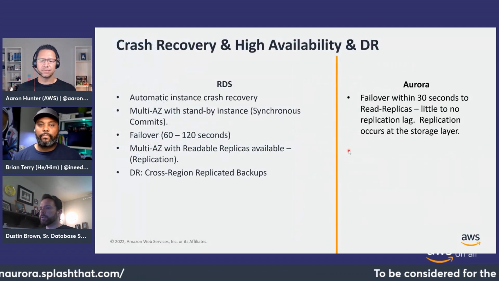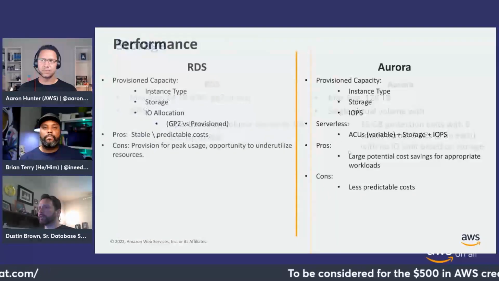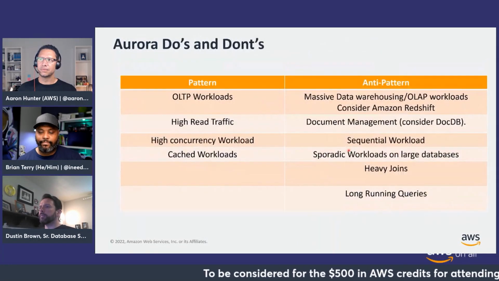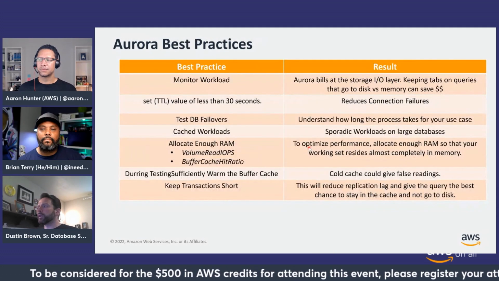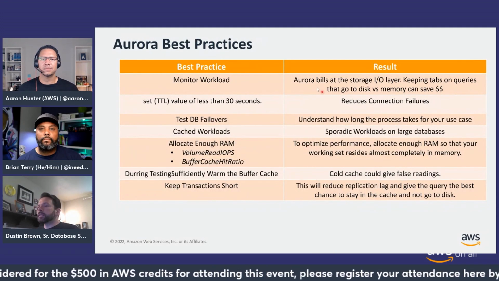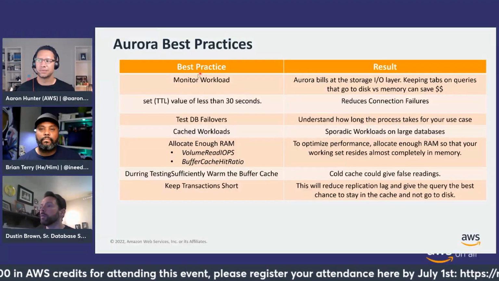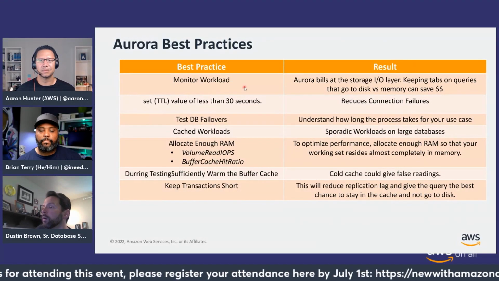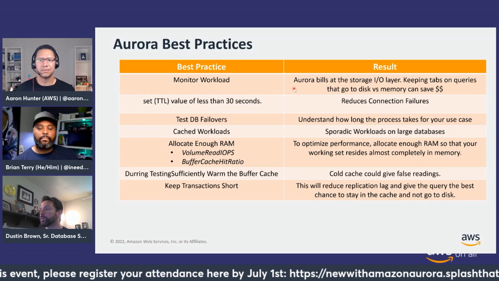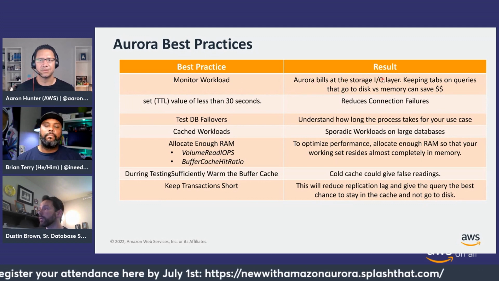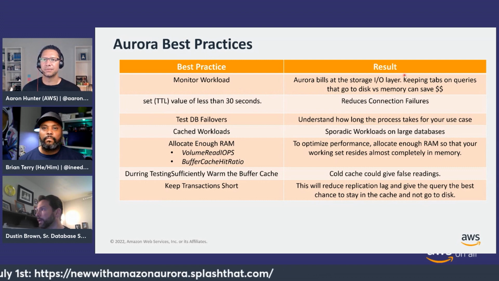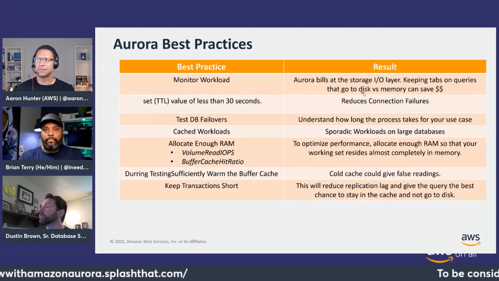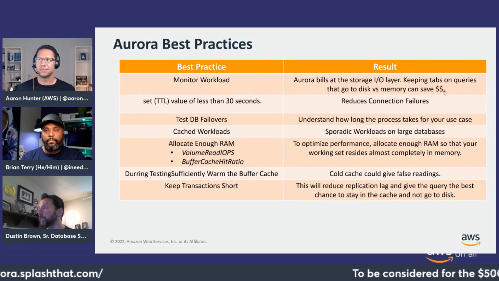I'm just going to skip to this part because I know we're getting short on time. These are the two slides that are pretty important. I'm going to start with this one. These are some of the best practices that you would use when using Aurora. You would want to monitor your workload based on that conversation we just had. Aurora bills at the storage IO layer for the largest portion of the bill. Keeping tabs on queries that go to disk versus memory can save lots of money.